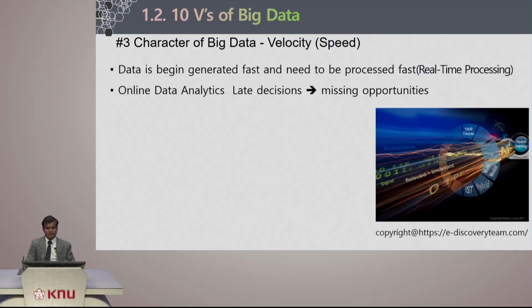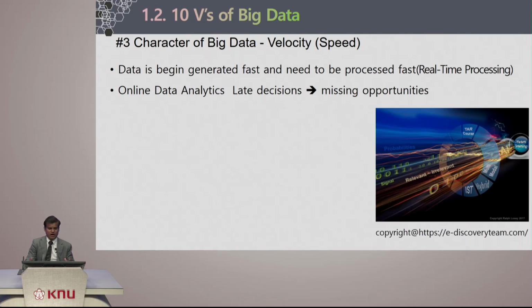Yes, we talked about the velocity, that is the speed. Data is being generated fast and needs to be processed very fast. As I mentioned, an example of this is the Square Kilometre Array. It's just one example. There are other examples as well where you can talk about high speed data. At times with high speed data, a lot of challenges come in, like, are you going to skip some data? Are you going to filter those data?